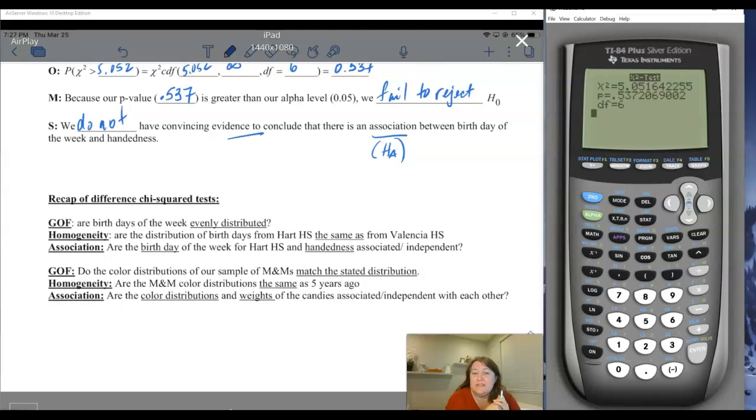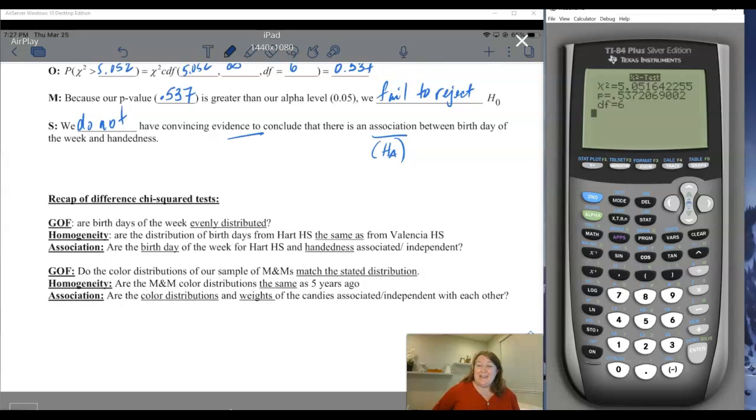Okay, back to our M&Ms example. If we're just looking for the color distributions from their stated, that's a goodness of fit. Homogeneity would be if I'm comparing 2 different populations. I wonder if the distributions are the same as 5 years ago. An association would be something else other than color in that same sample. So the weights or the numbers that show the complete M on the candy or something like that. Is there an association between what color it is versus what the weight of that candy is? Maybe some of the dyes are heavier than the others, something like that.